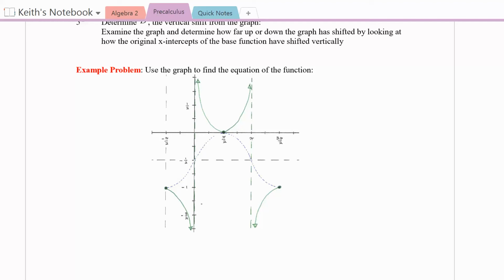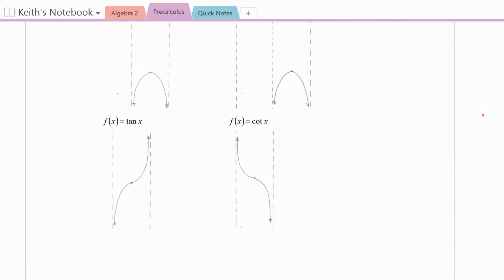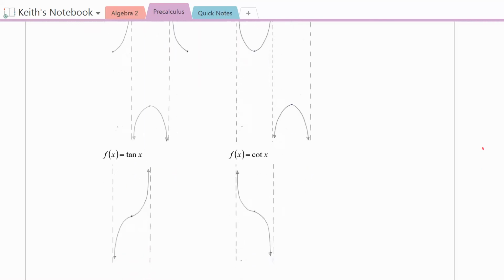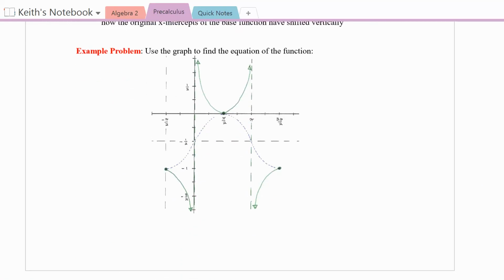So with the two asymptotes here, we can tell that this is a secant graph as opposed to a cosecant. So we know that this is y equals a secant of b times x plus p, plus d. Now we've got to figure out what all these terms are.